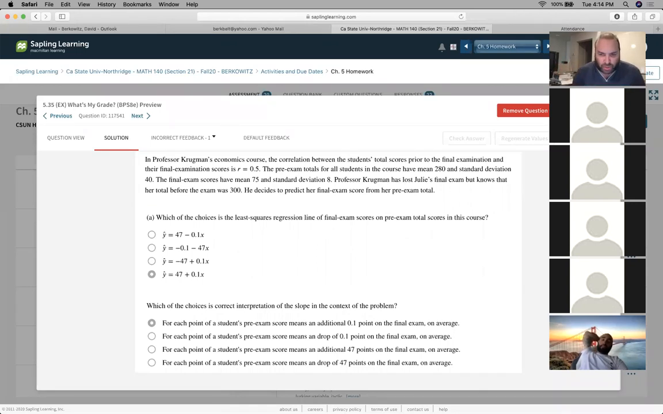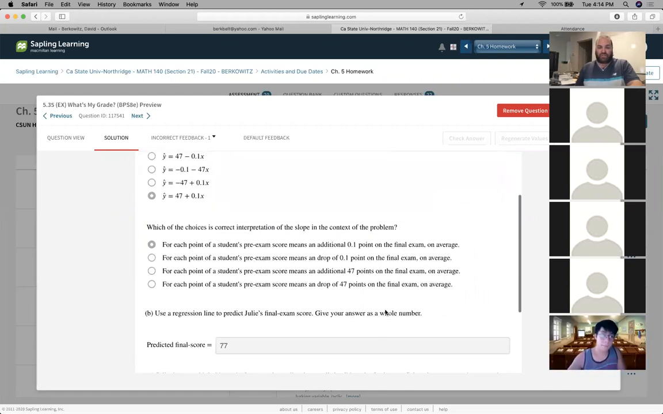Which of the choices is the correct interpretation of the slope in the context of the problem? 0.1 means that for every 1 unit this way, I go up 0.1 units. What is the X referring to? The pre-exam score. What is the Y referring to? The final exam score. So for each point of a student's pre-exam score, on average, the final exam score is going to go up 0.1. So it is the first option there.